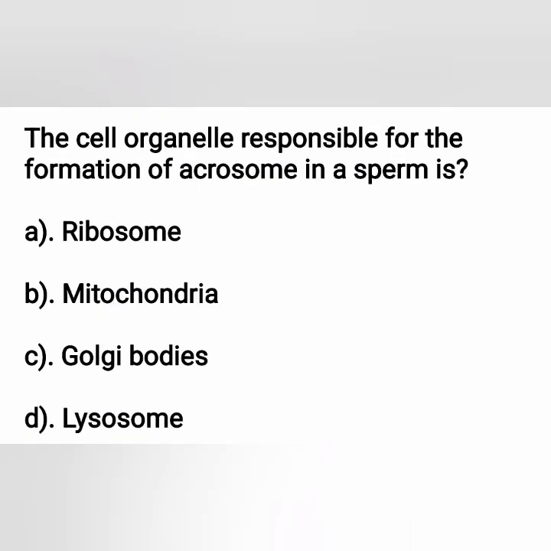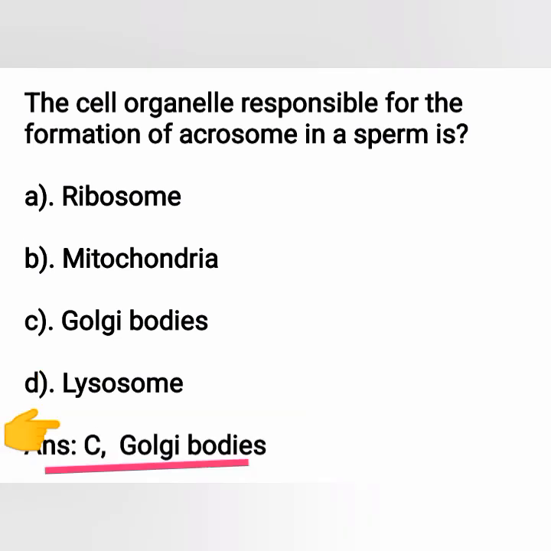And the next question is, the cell organelle responsible for the formation of acrosome in a sperm is? Options: option A, ribosomes; option B, mitochondria; option C, Golgi bodies; option D, lysosome. And the correct answer is option C, Golgi bodies are responsible for the formation of acrosome in a sperm.